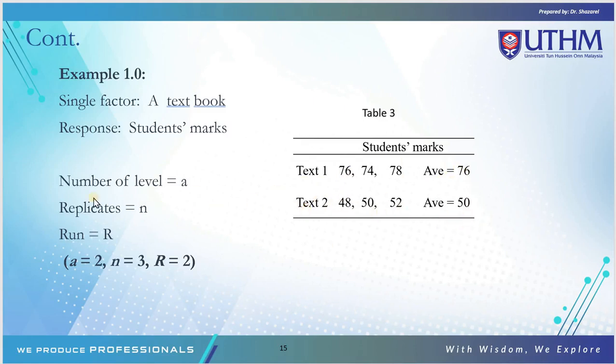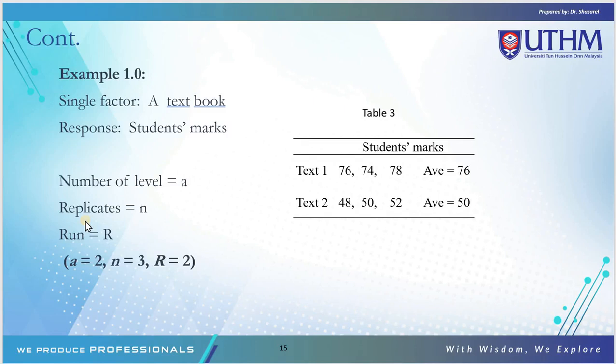So from this example, we can identify the number of levels. Since we only have one factor, we just refer to the textbook level. So we have two levels. It means that the type of the textbook is the level of the factor. So our a, which represents the number of levels, is equal to 2.